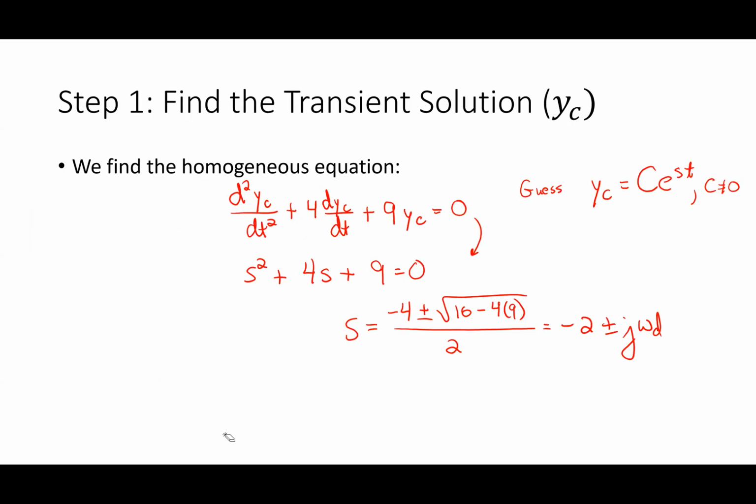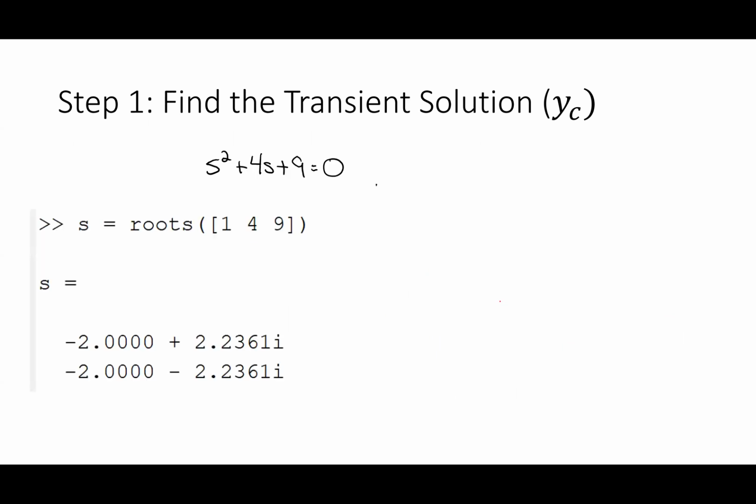Now, if I want to figure out the exact values here, again, I could do the computation. I don't want to. I asked MATLAB to do it for me, right? So what I did was I took the characteristic equation s squared plus 4s plus 9 equals 0, and I took the coefficients of that and put them into a vector here, right? So I took the coefficients 1, 4, and 9 and put them as the coefficients in a row vector and used the roots command to find the two roots.